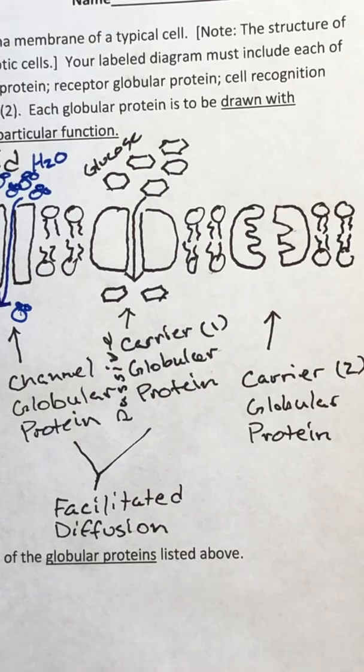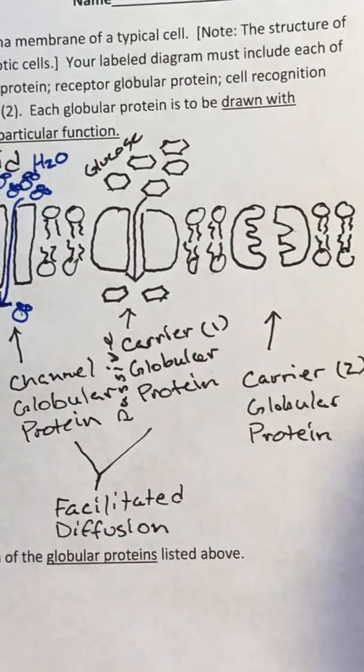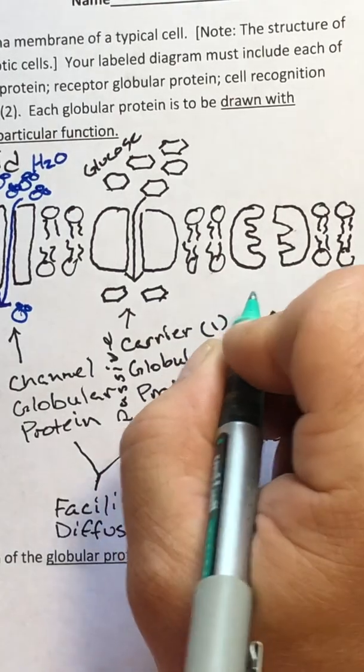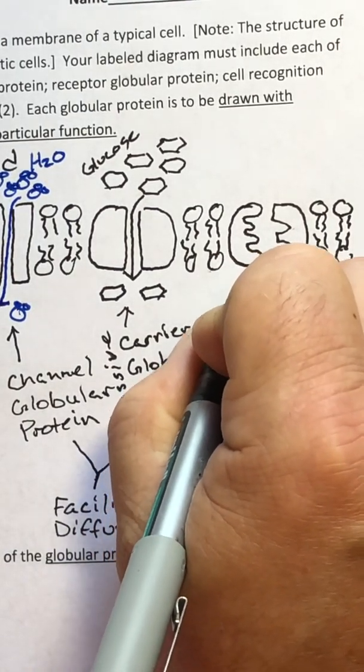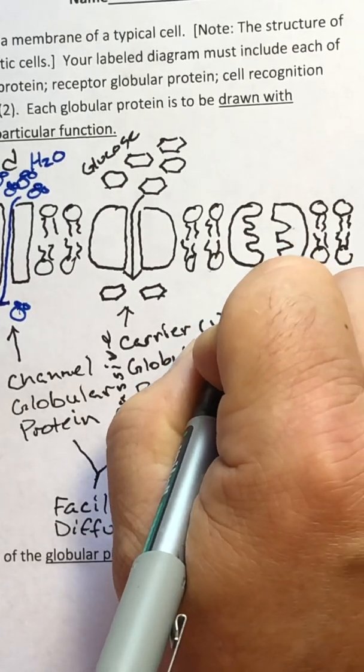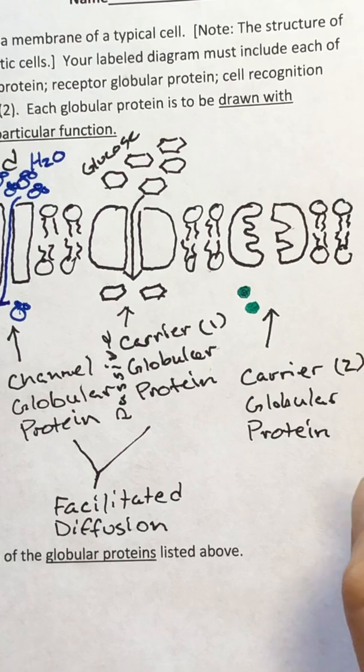And one of the really important ion exchanges that occurs through these carrier globular proteins is what they call the sodium-potassium pump. And this carrier globular protein actually does use energy. And I'm going to use these little dots basically to represent the sodium.